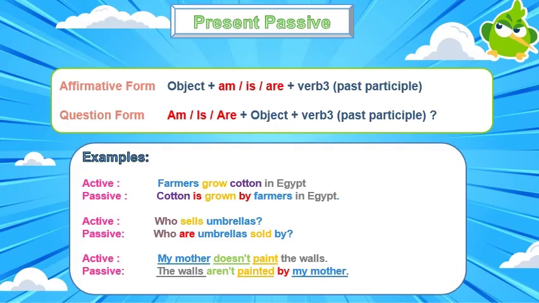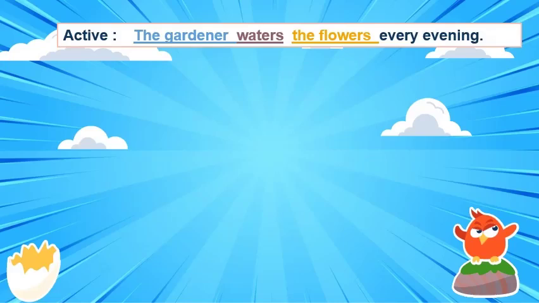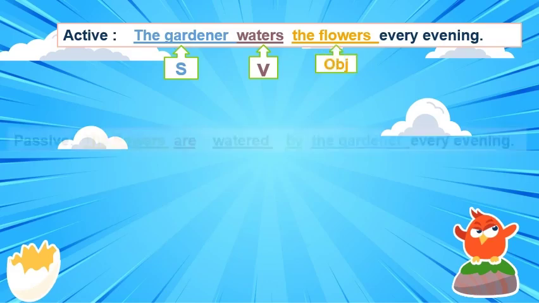So let's see here the active in this question. The gardener waters the flowers every evening. Okay, so let's continue here. The gardener is the subject, waters is the verb, flowers is the object. So let's move this sentence to the passive.